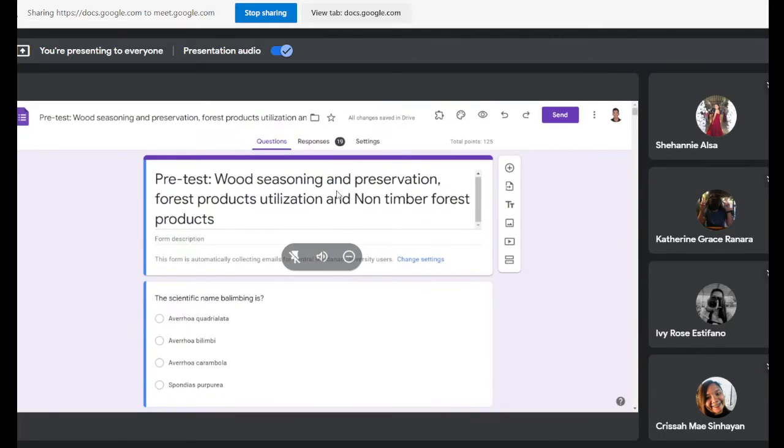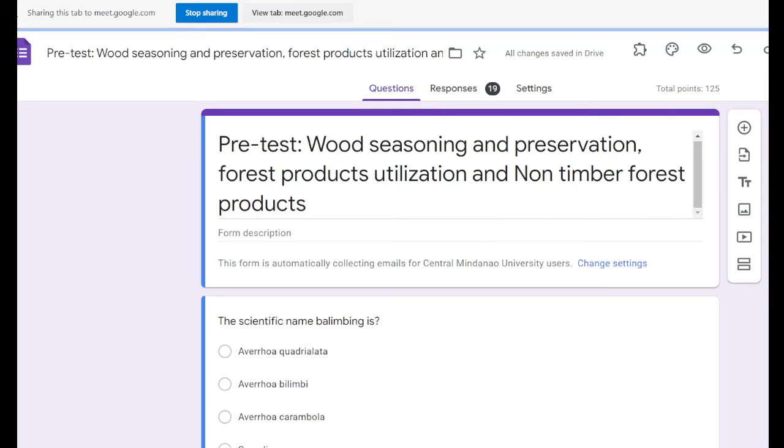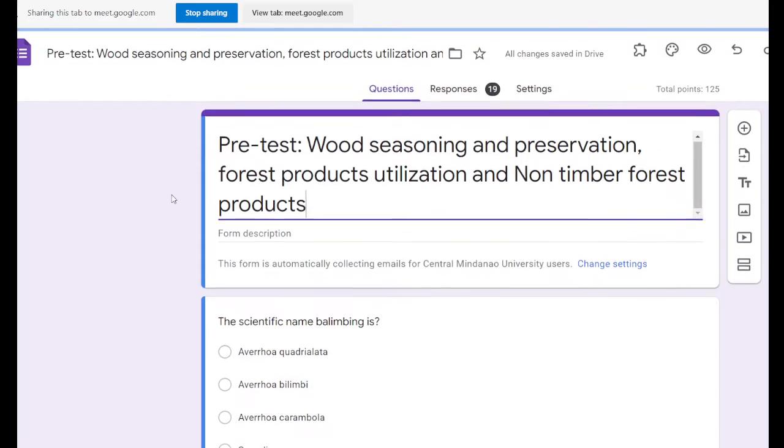Yes, sir. Okay, sige. So, anyway, this meeting naman is recorded. So, the exam you have taken last Monday is on wood seasoning and preservation and forest products utilization and non-timber forest products. So, during the pre-test, yung scores, nasa around 60% siguro ang highest. So, medyo gagmay ang scores. That's why you need to listen carefully as we discuss this afternoon the answers sa katong mga questions na inyong na-encounter during the pre-test.